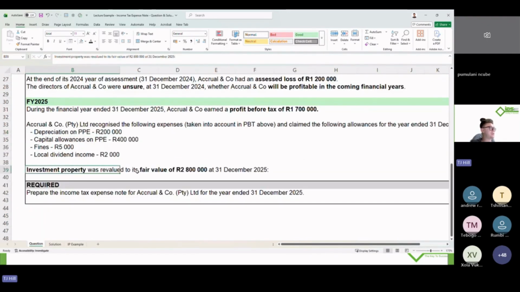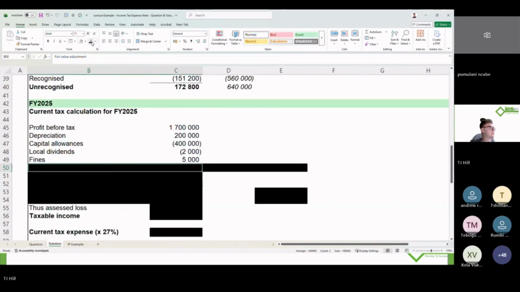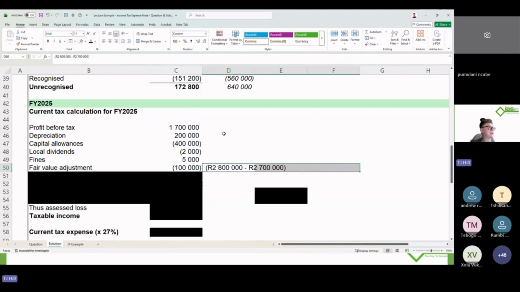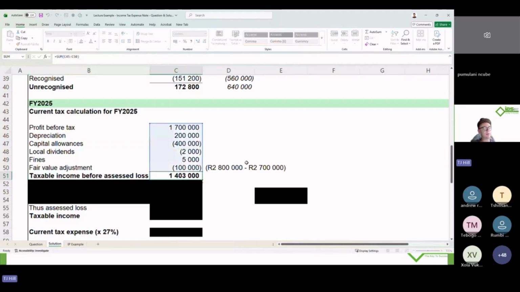And then investment property was adjusted to 2.8 from 2.7. So I have a fair value adjustment. It was income because it went up from 2.7 to 2.8, which means I passed a journal entry that said debit investment property, credit fair value adjustment P&L, and I included it in there. But SARS doesn't care about a fair value adjustment. They will tax it when I sell it. Do you agree? That gives me a taxable income before the assessed loss of 1.403.